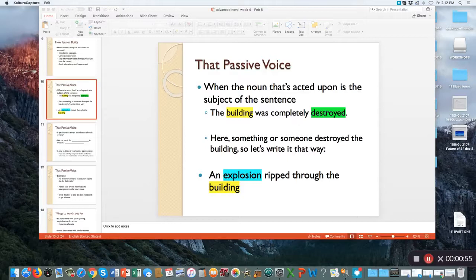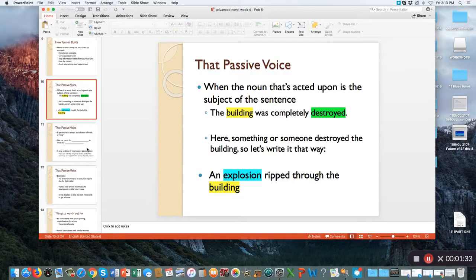Here's something where someone destroyed the building, so let's write it a different way. How about an explosion ripped through the building? Now the building is the noun that's acted upon, right, and is not the subject of the sentence. The explosion is now the subject of the sentence. So this fixes it up. And of course, you can see there is a big difference between the building was completely destroyed and an explosion ripped through the building, or an explosion destroyed the building, right? It's more active, and as a reader you can see it in your mind a whole lot better.